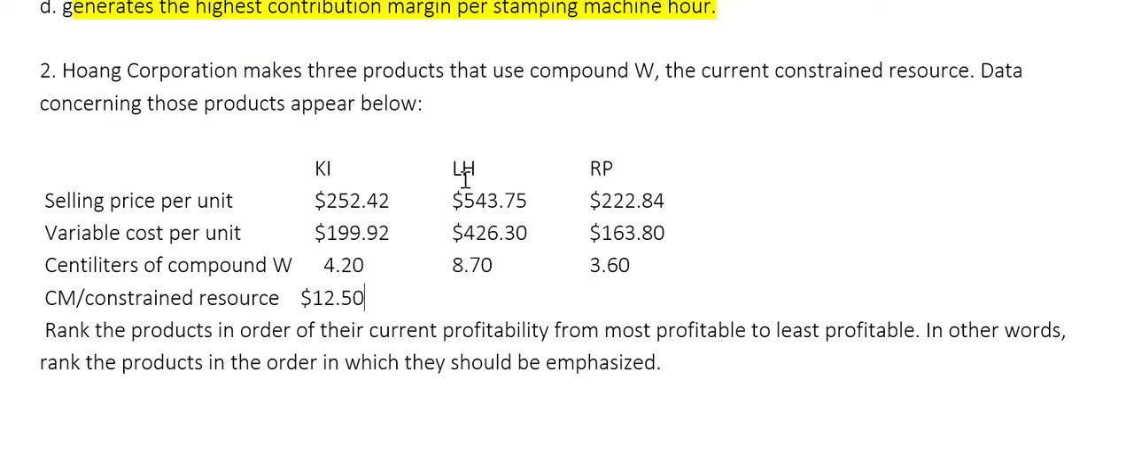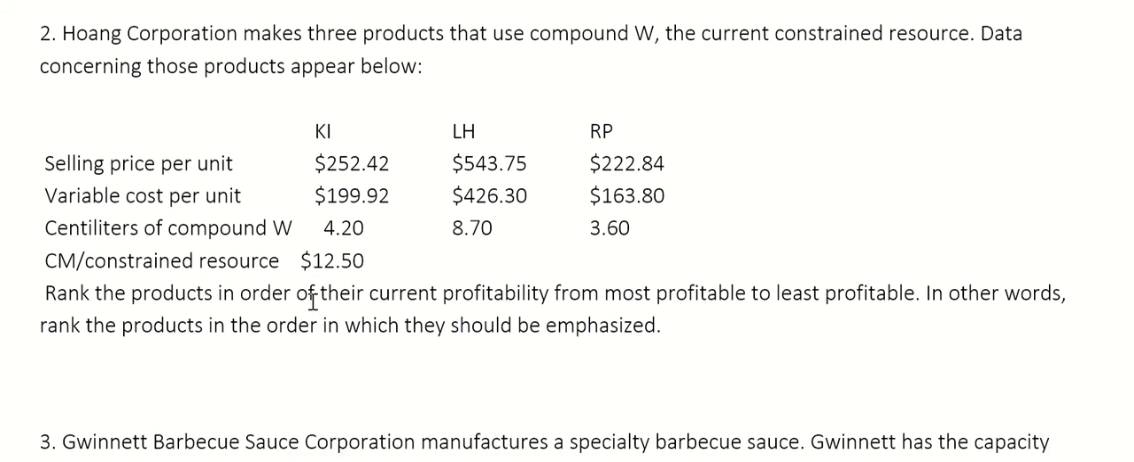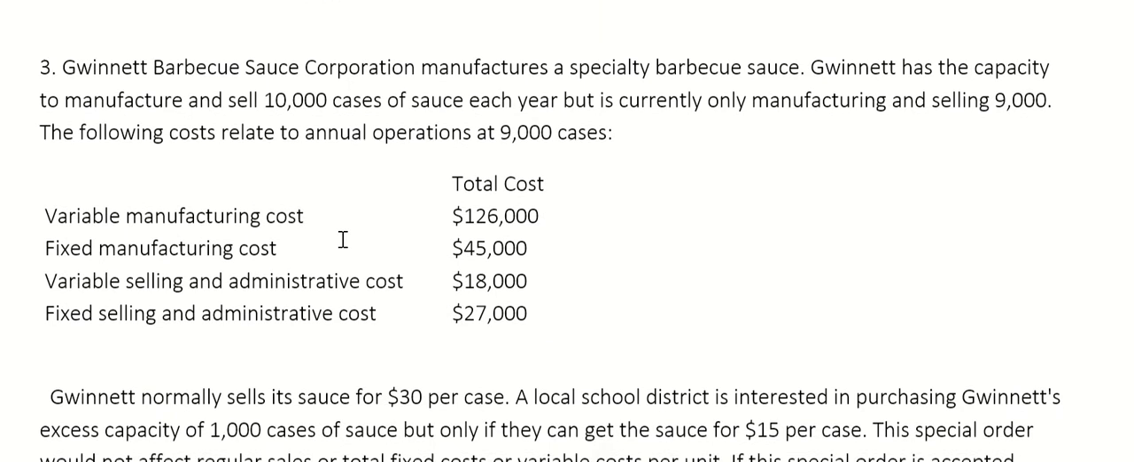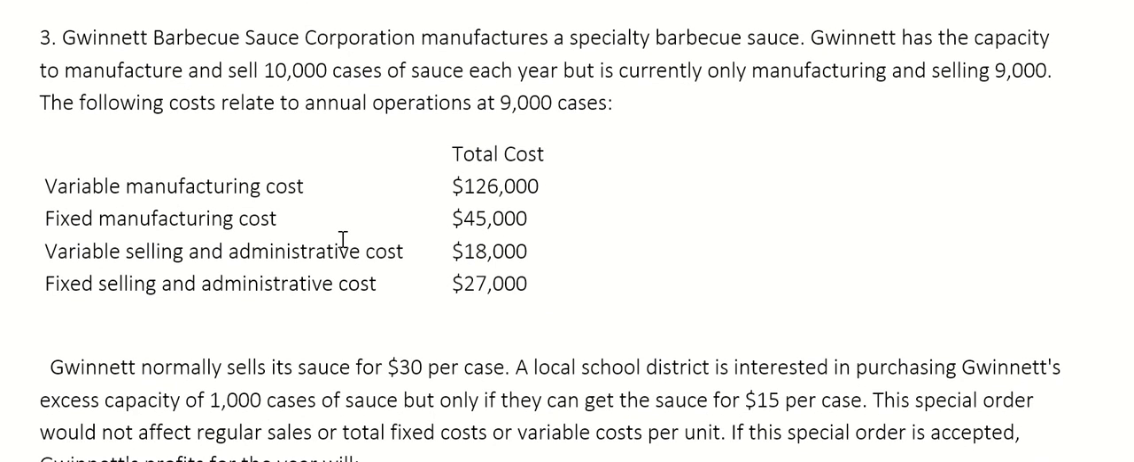So you would just choose the highest, do the same thing, find your contribution margin, divide it by how many compounds. And so this is $12.50, you'd find LH and RP, and then you would rank them on which is the highest contribution per constrained resource. So I'll let you do that. Let's continue on to number 3.